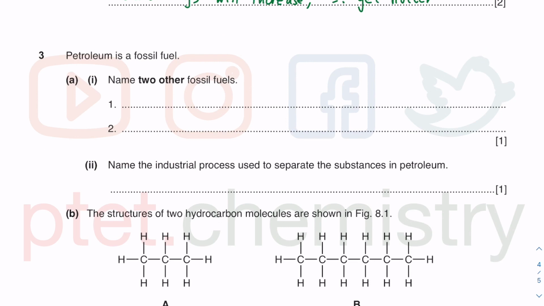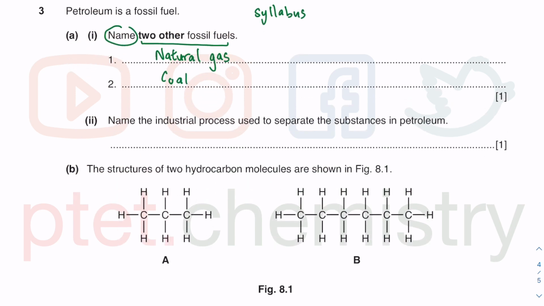Question 3. Petroleum is a fossil fuel. Name 2 other fossil fuels as stated in the syllabus. These are the possible sources of fuels. One is petroleum, and one you get is natural gas, of which methane is the biggest component. And the other one that we have would be coal. So many parts of the world are still using coal as a power source for their power stations.